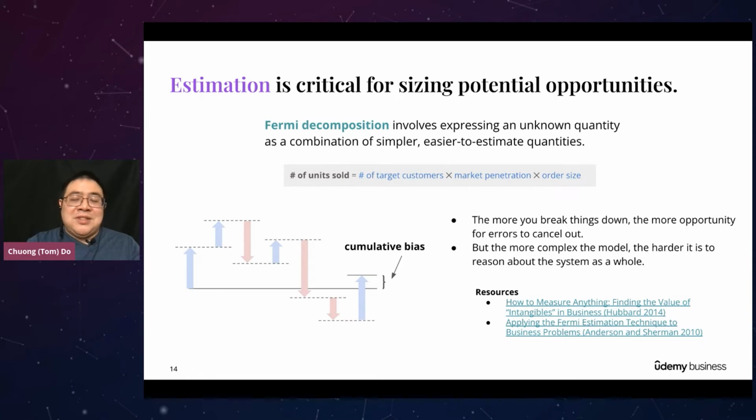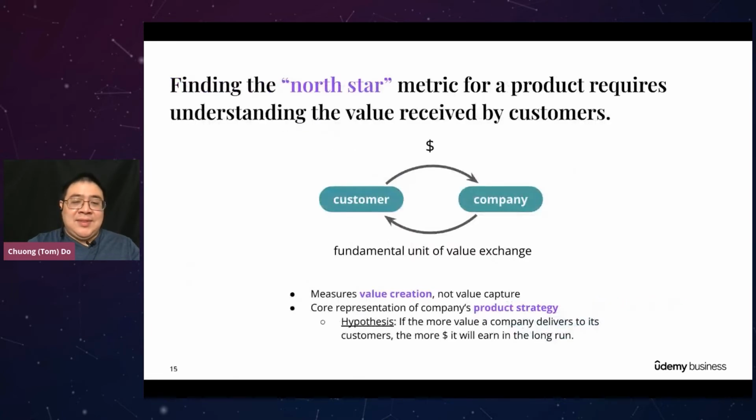The process of decomposition, taking a simple quantity and breaking it down into smaller quantities, helps because the more you break things down, the more opportunity there is for all the errors to cancel out, right? Assuming that these errors are independent from each other, hopefully they'll cancel out, and you'll end up with an overall more reliable estimate. But part of the problem with decomposition as well is that the more complex your model becomes, the harder it is to reason about your system as a whole. So you have to be a little bit careful about how you approach this. Estimation is one key technique that you might use.